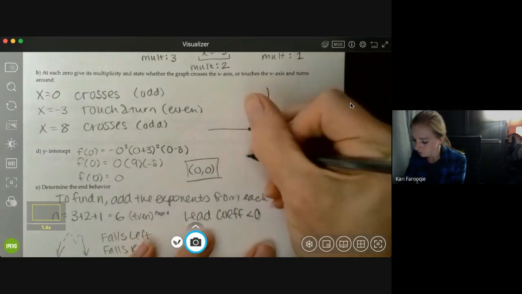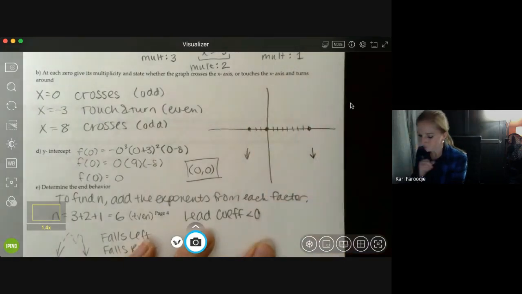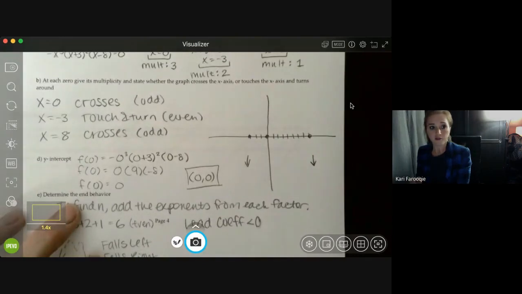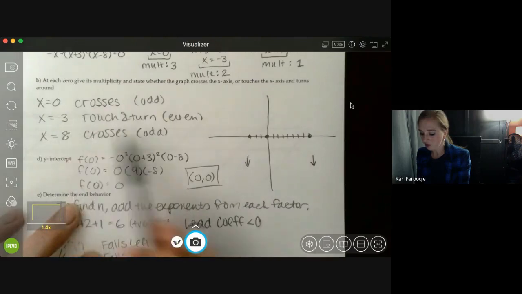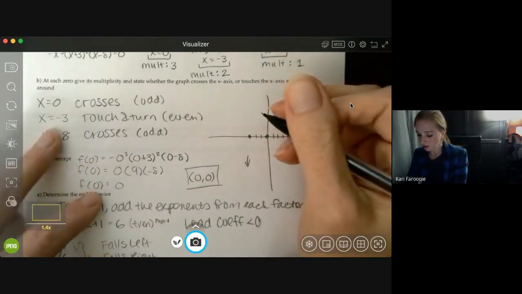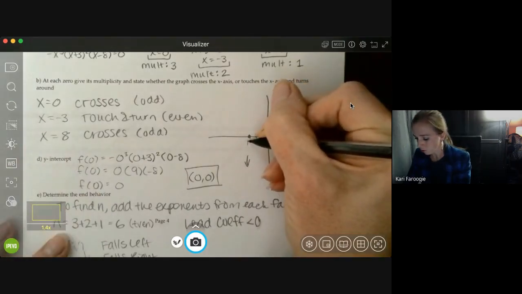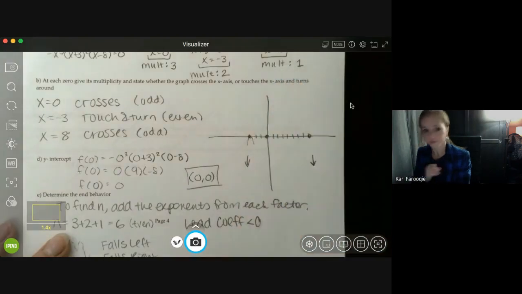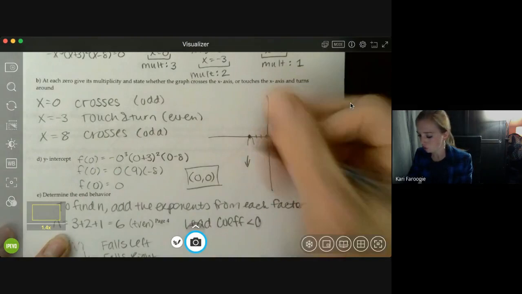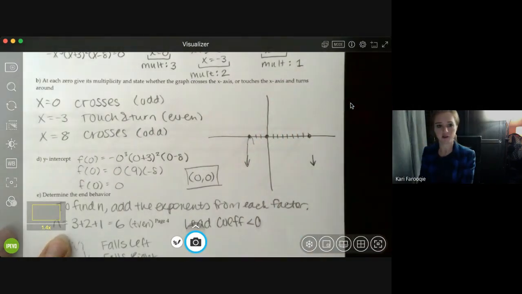So you know it falls left, falls right. So it's doing something like this. You know it crosses through. Now, this is where it gets interesting. It crosses at 0 and it crosses at 8, but it touches and turns around at -3. So at -3, the only way for us to touch and turn around would be to approach heading upwards as we move from left to right and then going down. That's the only way for that to happen. And sure, you can connect these because at this point, nothing else interesting is happening between there.